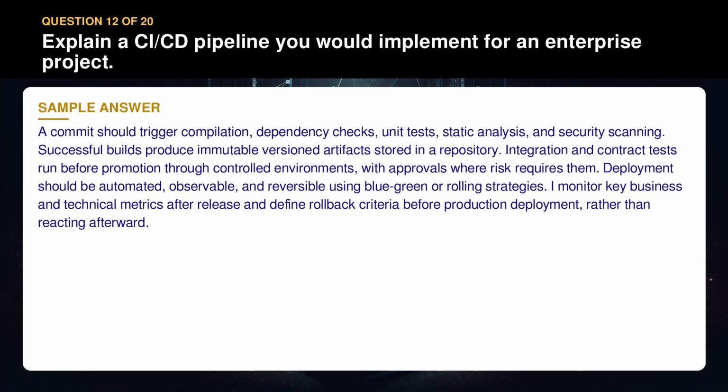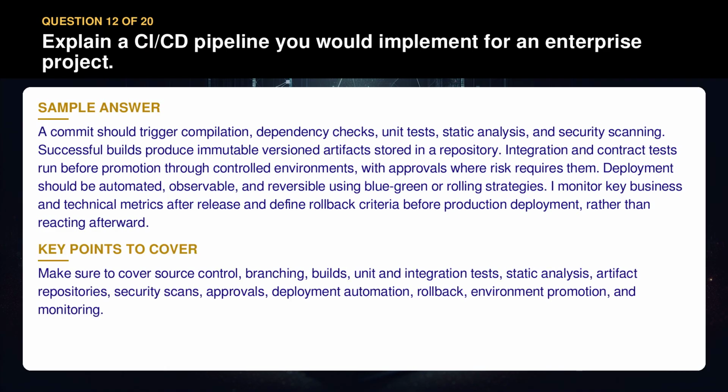Integration and contract tests run before promotion through controlled environments, with approvals where risk requires them. Deployment should be automated, observable, and reversible using blue-green or rolling strategies. I monitor key business and technical metrics after release and define rollback criteria before production deployment, rather than reacting afterward. Make sure to cover source control, branching, builds, unit and integration tests, static analysis, artifact repositories, security scans, approvals, deployment automation, rollback, environment promotion, and monitoring.